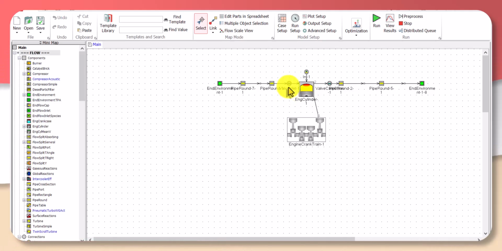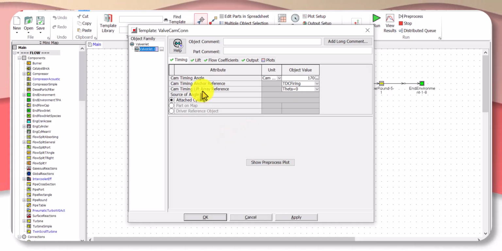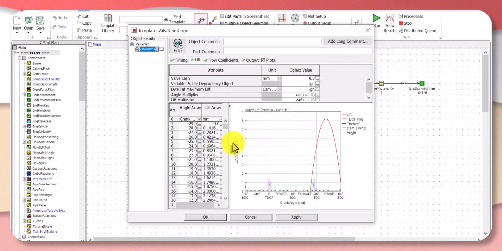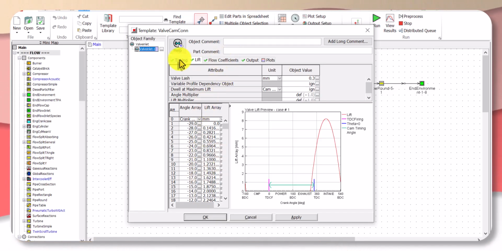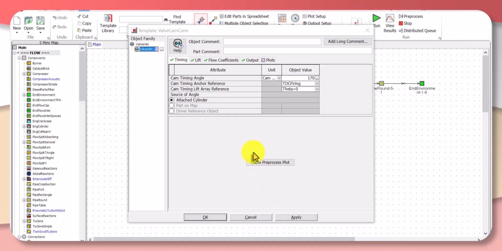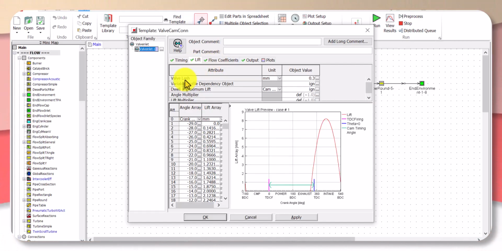And absolutely when we open this item, we can see the lift for the camshaft, the cams. We have valve lash here.